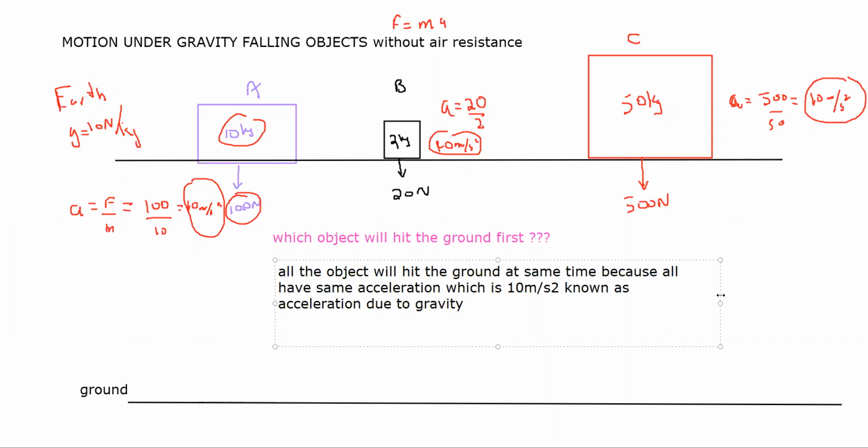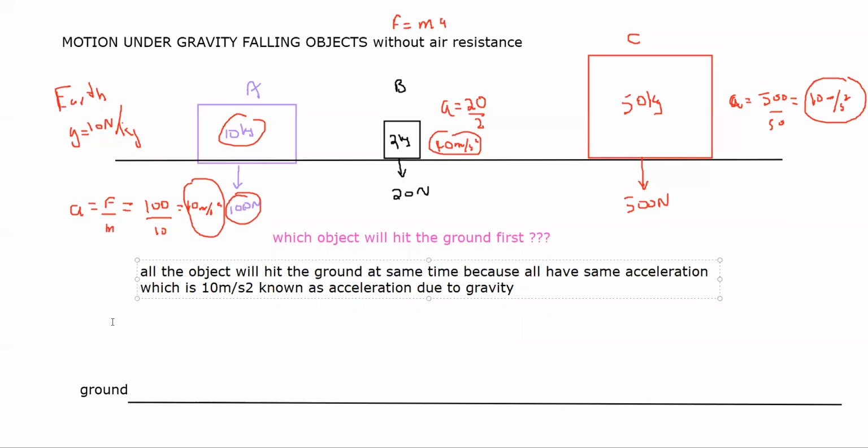So whenever you drop any object from the same height, all the objects will hit the ground at the same time without air resistance. Keep in mind, because this is without air resistance. If there is no air resistance acting, then all the objects will have the same acceleration, and we call that acceleration due to gravity.